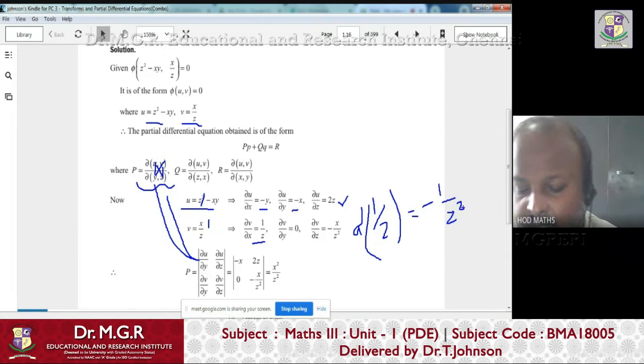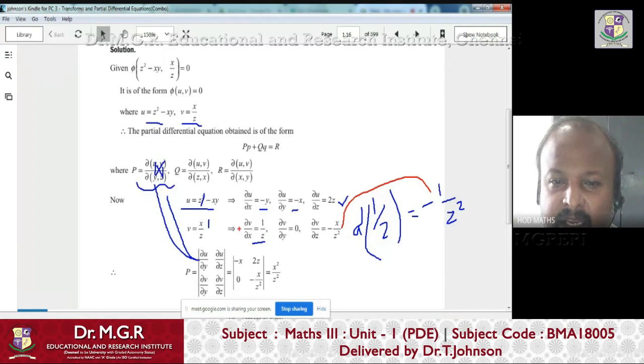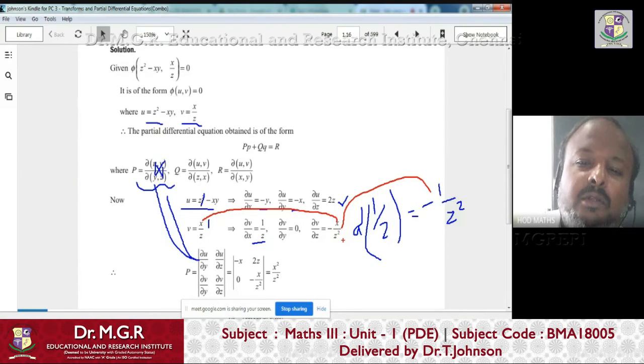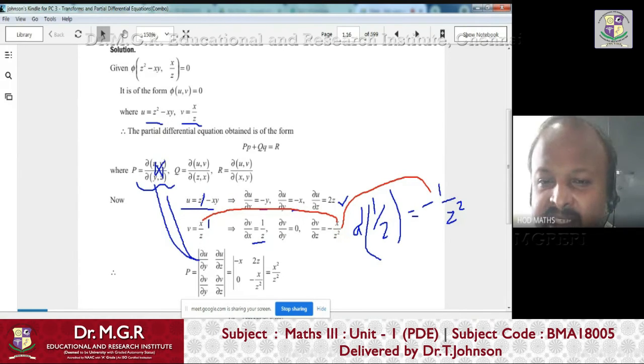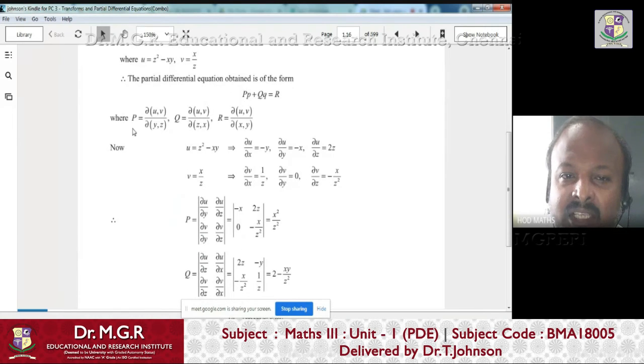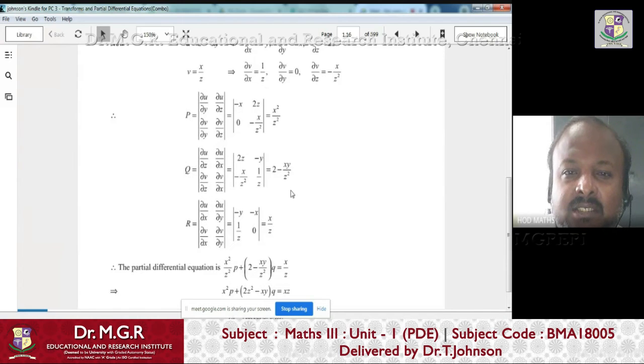So that here they put x into, x comes from here, and differential of 1 by z is minus 1 by z square, so x by z square they put. Right? So if you know these 6 terms, dou u by dou x, dou u by dou y, dou u by dou z, dou v by dou x, dou v by dou y, and dou v by dou z, right? You can find all this capital P and capital Q and capital R using this method.